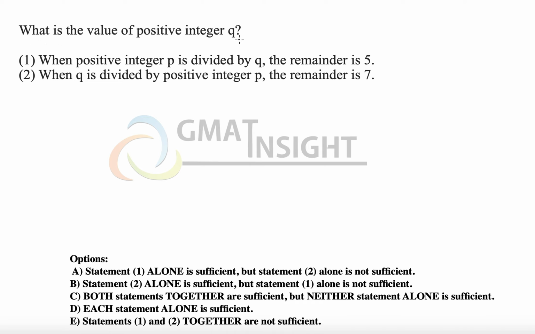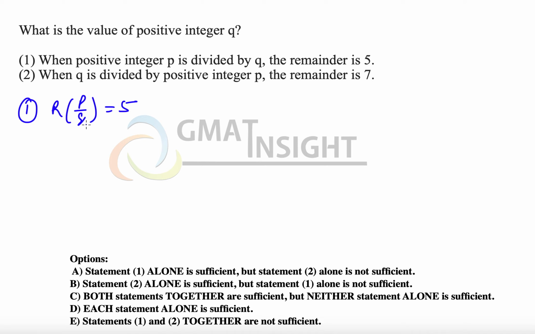What is the value of positive integer q? So we have to find the exact value of q. Let's check the statement. The first statement says when the positive integer p is divided by q, the remainder is 5. So the remainder when p is divided by q is equal to 5, but we have no information about p, so we cannot say anything about q either.